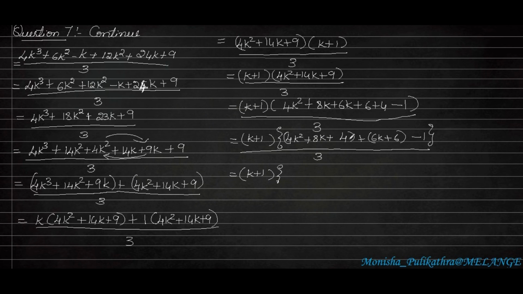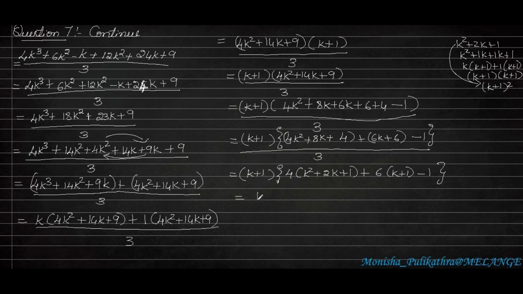So here I will be taking 4 common. If I take 4 common here, it will become k square plus 2k plus 1, plus here I will be taking 6 common, it will become k plus 1 minus 1. Next, k square plus 2k plus 1 is in the form of k square plus 1k plus 1k plus 1, that is k into k plus 1 plus 1 into k plus 1. So both give k plus 1 itself, and k plus 1 into k plus 1 will become k plus 1 whole square. So instead of k square plus 2k plus 1, we can write it as k plus 1 whole square.